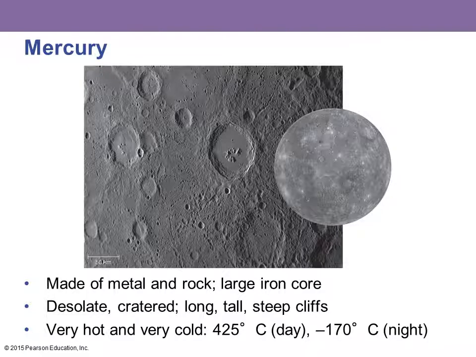Here's a couple of different pictures of Mercury. Again, terrestrial planet having a solid surface made mostly of metal and rock. We assume it has a large iron core. It's heavily cratered. It has some very long, steep cliffs. And because it has no atmosphere, it's very hot in the daytime and very, very cold at night.